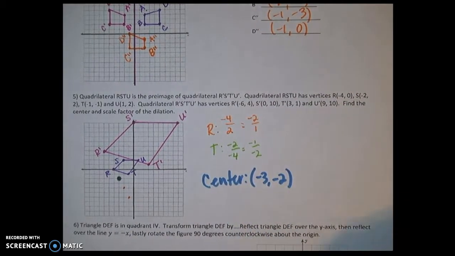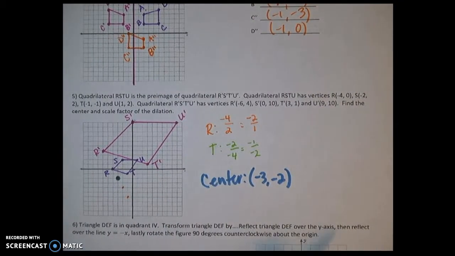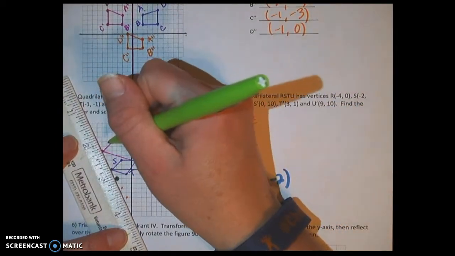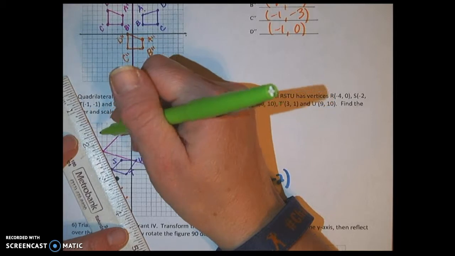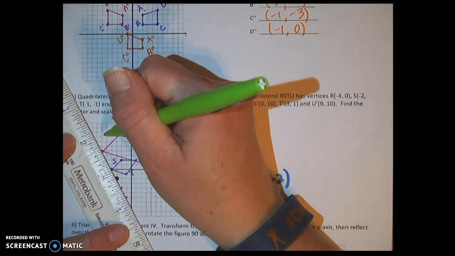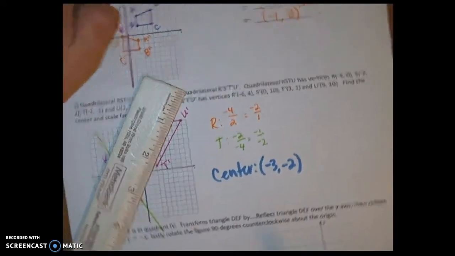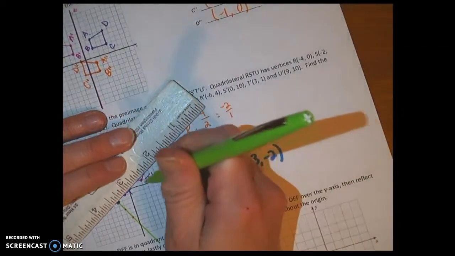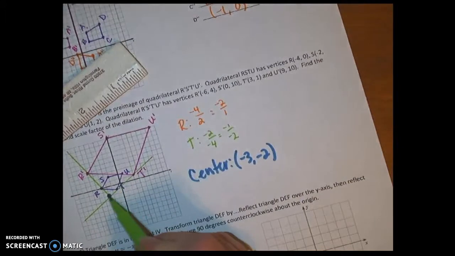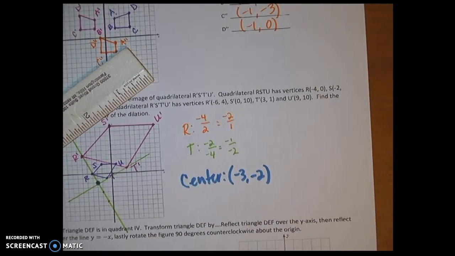Your other option for that, don't forget, is to just connect the points. So I can simply connect R prime with R. The hardest thing here is to make sure that you do a good job connecting those points and that the lines are actually going to line up. And then I'm going to go ahead and connect T and T prime, and you can see that that's still going to hit right there at that center of negative 3, negative 2.